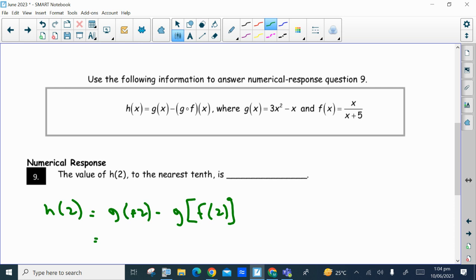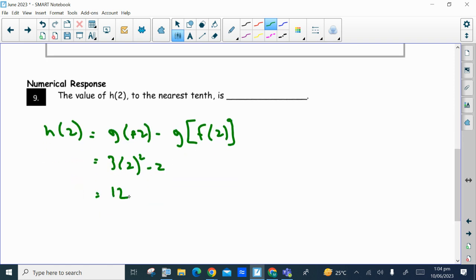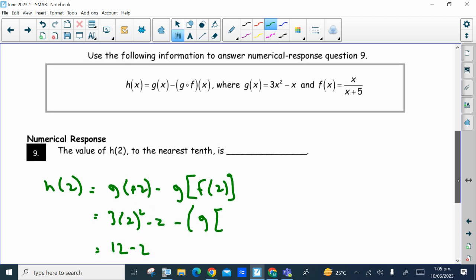g(2). So using the g(x) function, it'll be 3 times 2 squared minus 2. 3 times 4 is 12. Minus 2 is 10. Minus g(f(2)). So using the f(x) function, it'll be 2 over 2 plus 5.